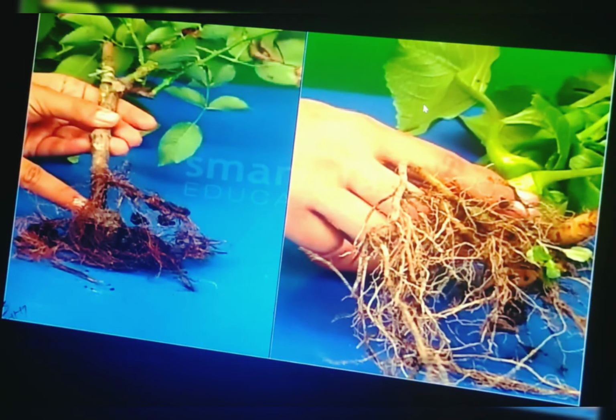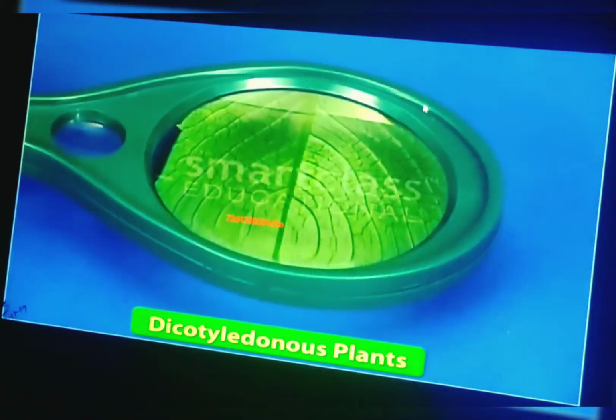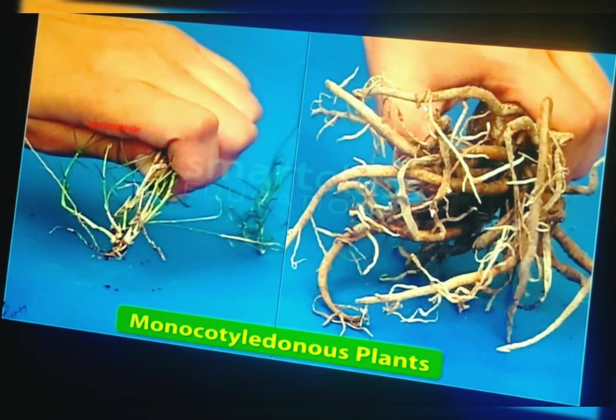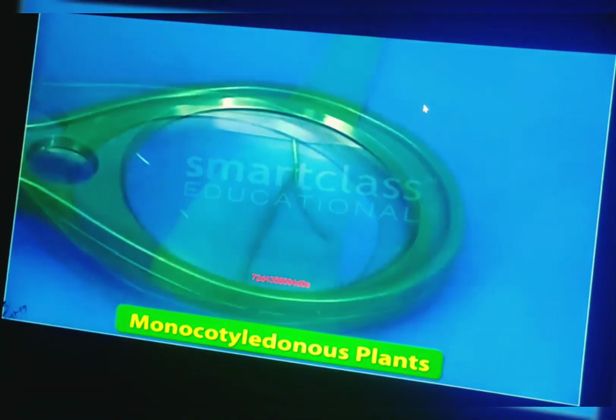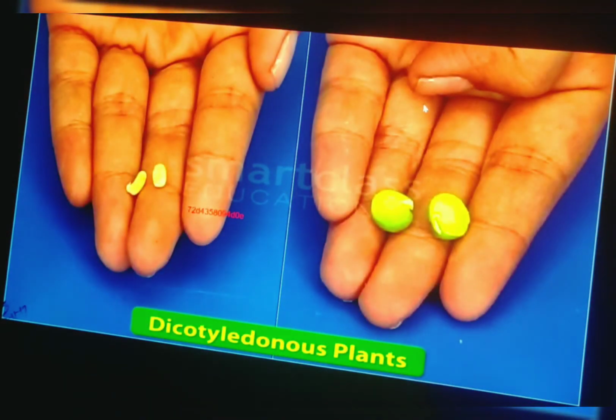So you can conclude that dicot plants like rose and sunflower have taproot system and show reticulate venation in leaves. Monocot plants like grass and lily have fibrous root system and show parallel venation in leaves. Maize and wheat are monocotyledonous seeds, while mung and peas are examples of dicotyledonous seeds.